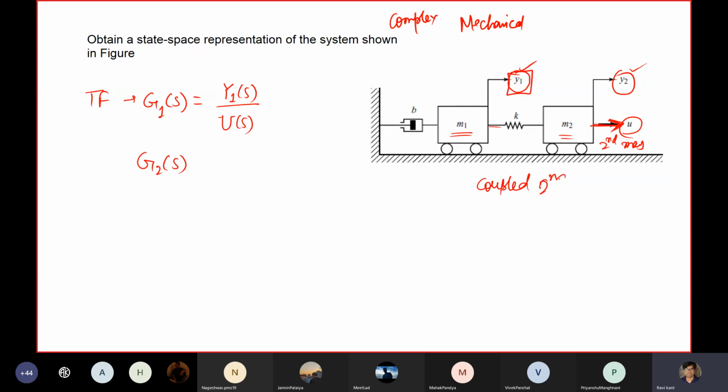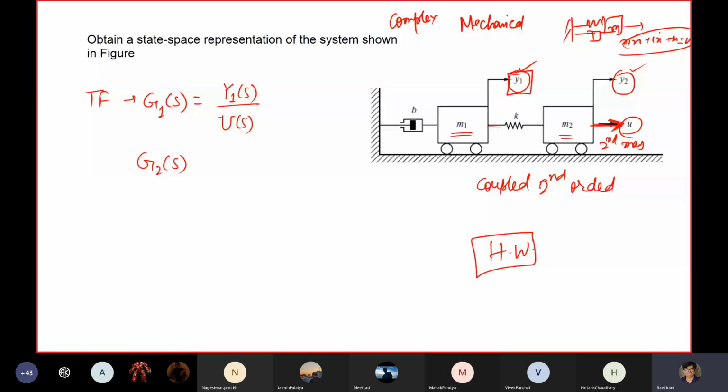Okay, now things are complex. If you have only spring and damper and you have only one mass, so you have the usual m x double dot plus c x dot plus k x is equal to u. But here things are complex, so I will give this as homework, and this kind of questions I may ask in exam. Okay, you do it. If you are not able to do it, I'll derive this in the next class.